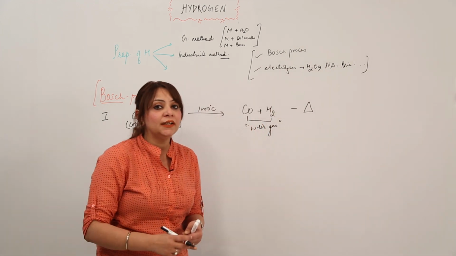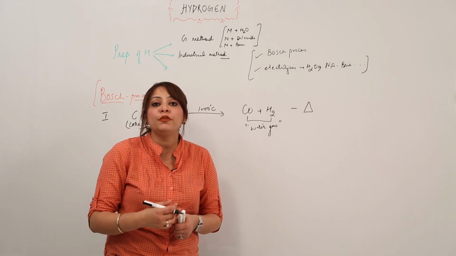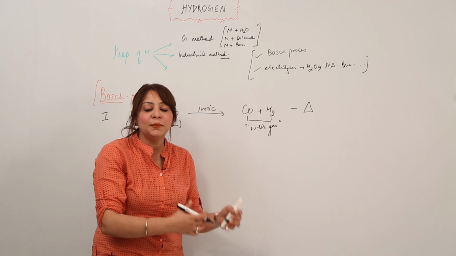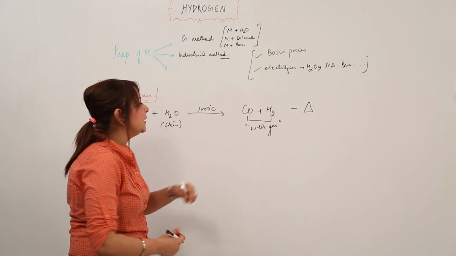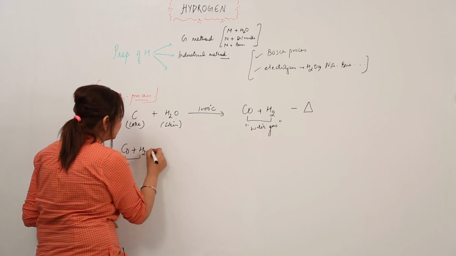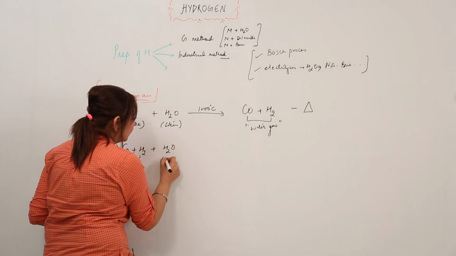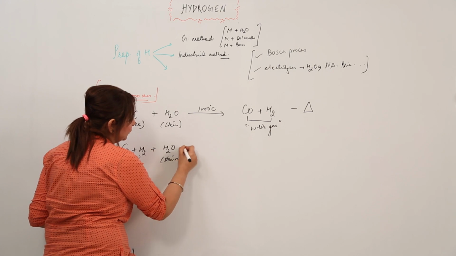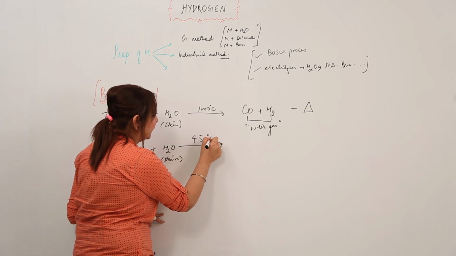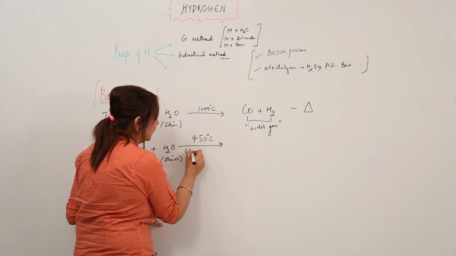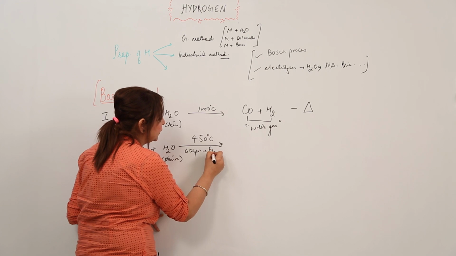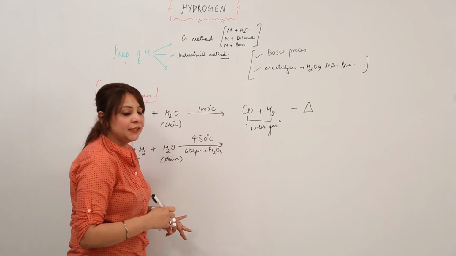But we haven't got the main product we were looking for, that is hydrogen. So obviously some more reaction has to be performed. In the second reaction, this water gas is passed through more steam, the excess steam, at approximately 450 degrees Celsius, and this reaction is catalyzed by a catalyst, that is Fe2O3, iron oxide.